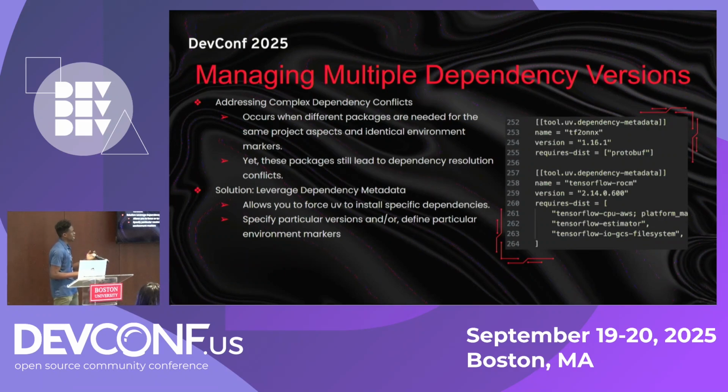A second thing that it allows you to use is environment markers. Depending on the computer, some dependencies pop up. So tensorflow-cpu-aws, if you're on a Mac, will always pop up when you try to install TensorFlow. But if you have an environment marker to lock it to not install on Linux, you can have that in the dependency metadata and force TensorFlow ROCm to not install that dependency when it's installed on Linux.